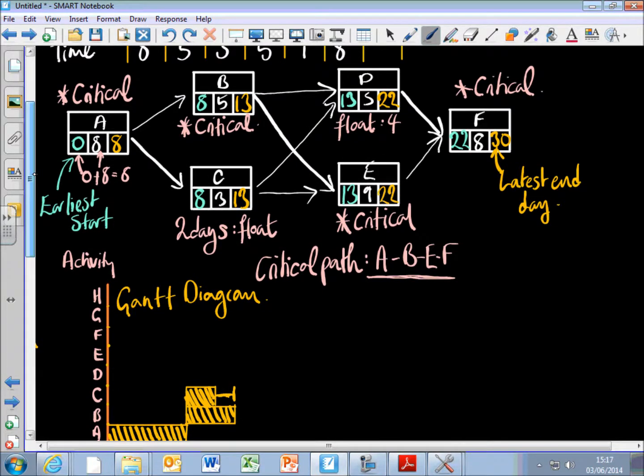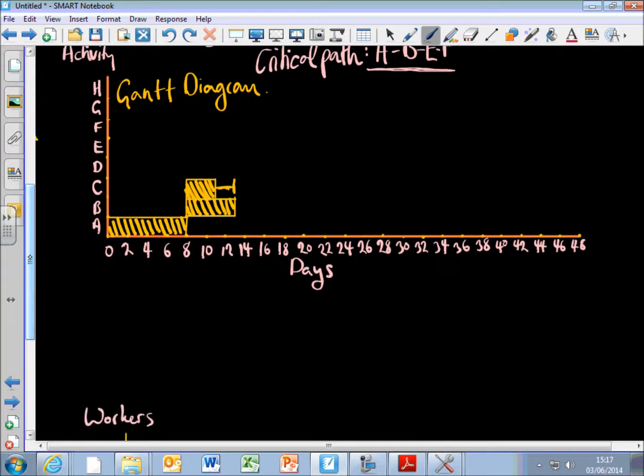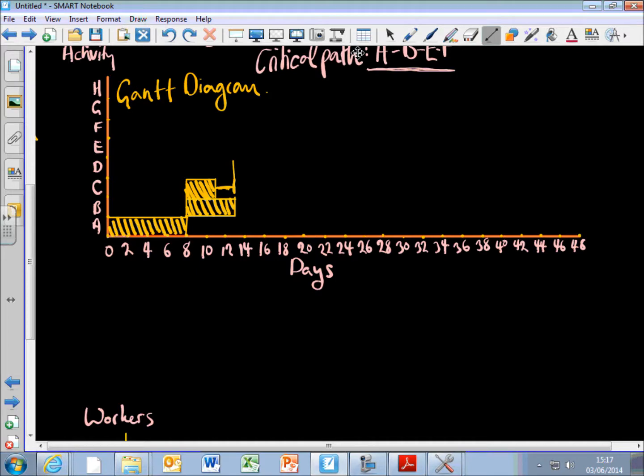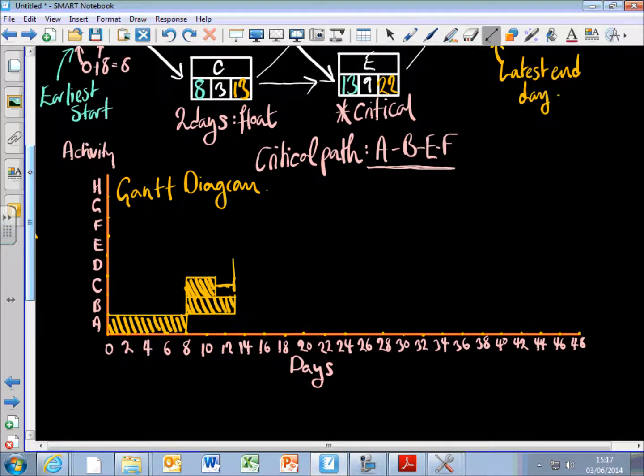D starts on day 13 and takes 5 days, but there's 4 days of float. Okay, so let's do that. So it starts on day 13 and it takes, what did we say, 5 days, so 13 to 18, like that. So we assume it starts straight away, but then there's 4 days of float, so that takes me to day 22.